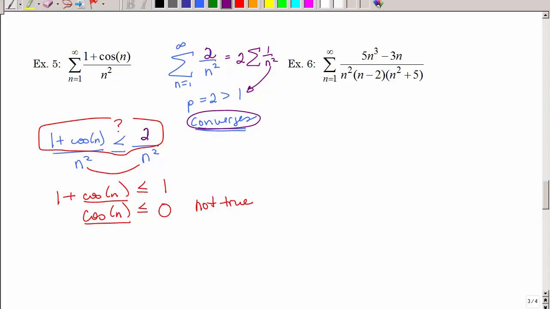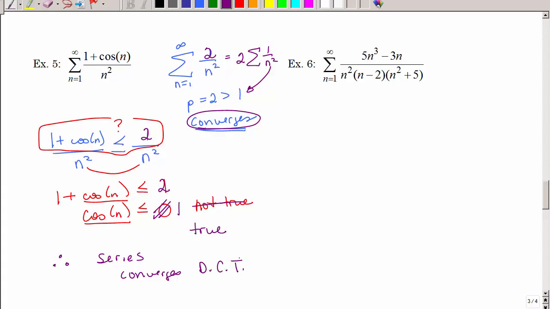So if I made this a 2, and then I compared the numerator, and I have that, and I subtract 1, I would have that. Is that true? Yes, it is. And so we can therefore conclude that the series does converge by the direct comparison test.